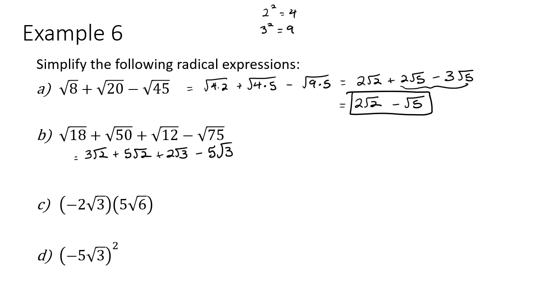And again, they won't all combine, but some will. 3 square roots of 2 plus 5 square roots of 2 would give us 8 square roots of 2. And 2 square roots of 3 minus 5 square roots of 3 would give us a negative 3 square roots of 3.